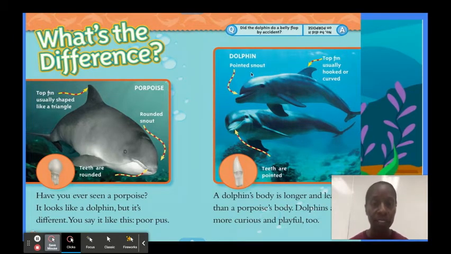Dolphin, pointed snout. Top fin usually hooked or curved. Teeth are pointed. So it's actually doing a compare and contrast. They're both dolphins, but there are different features about the dolphin. By reading the labels and the captions, it gives us that detail.